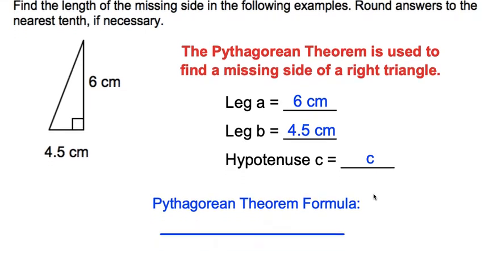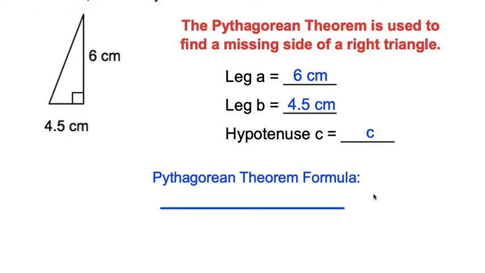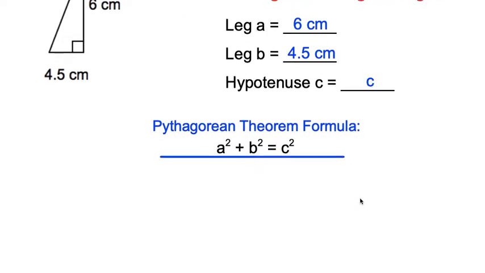So now we're going to take those values and replace that into your Pythagorean theorem formula. Hopefully by now you know what the formula is. A squared plus B squared equals C squared. Carefully take your numbers and substitute it into the formula. We should get 6 squared plus 4.5 squared equals C squared.